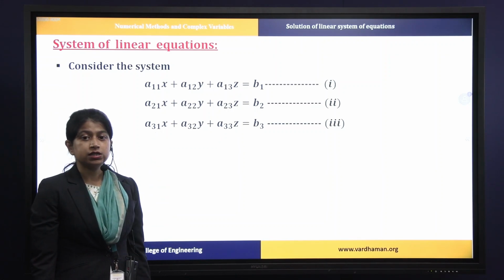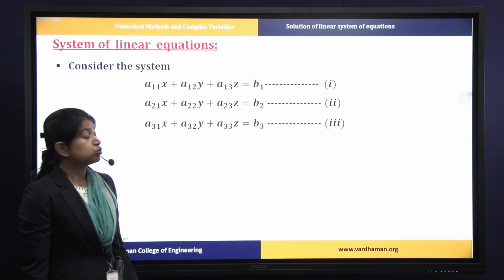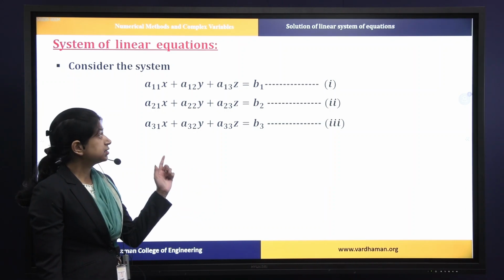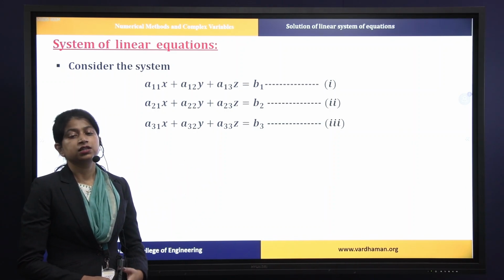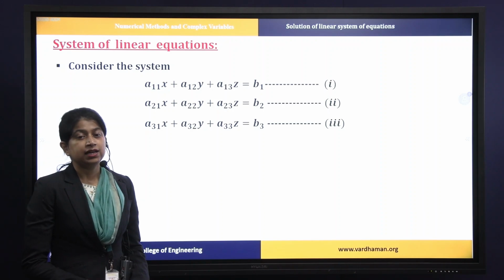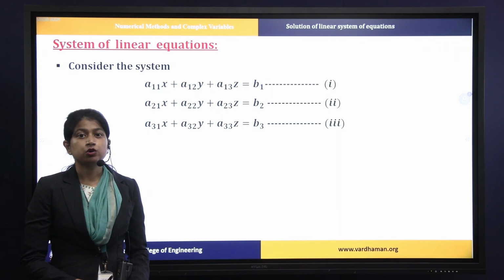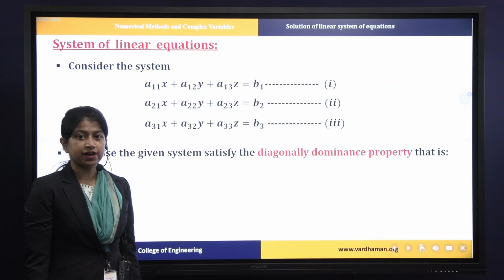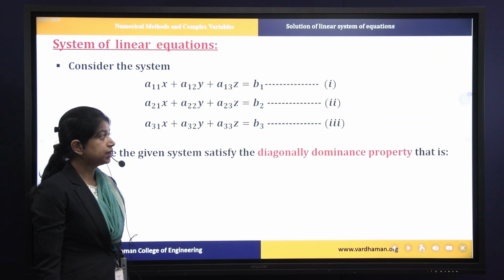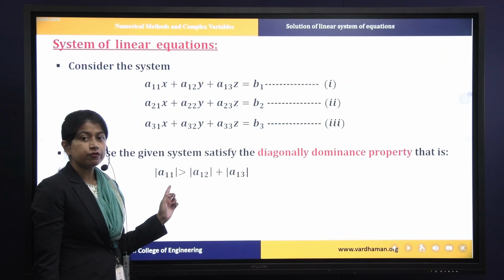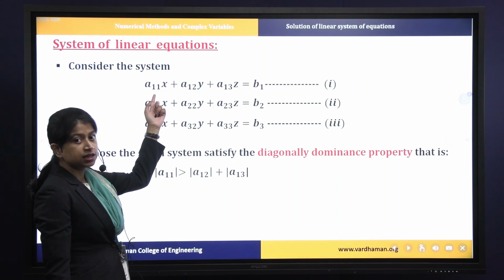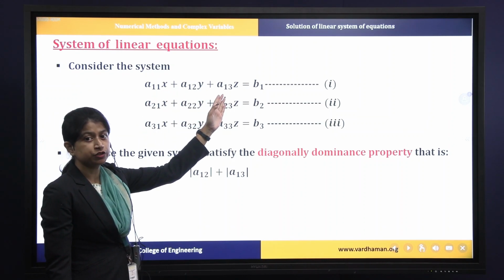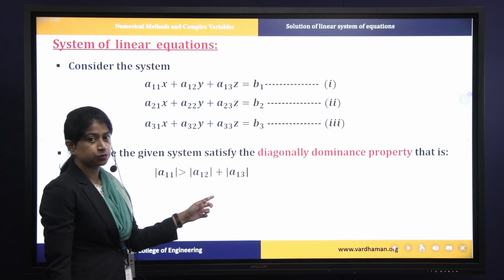As our main focus is Jacobi iteration method, to solve this linear system of equation using Jacobi iteration method, the system must satisfy the diagonally dominance property. Let us now see what is diagonally dominance property. Suppose this given system satisfy the diagonal dominance property, that is the modulus of coefficient of x is greater than modulus of coefficient of y plus modulus of coefficient of z. This is the first one.